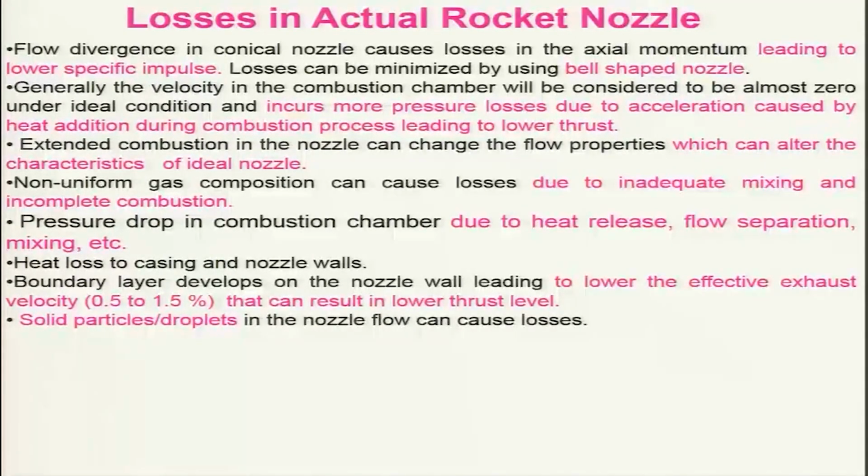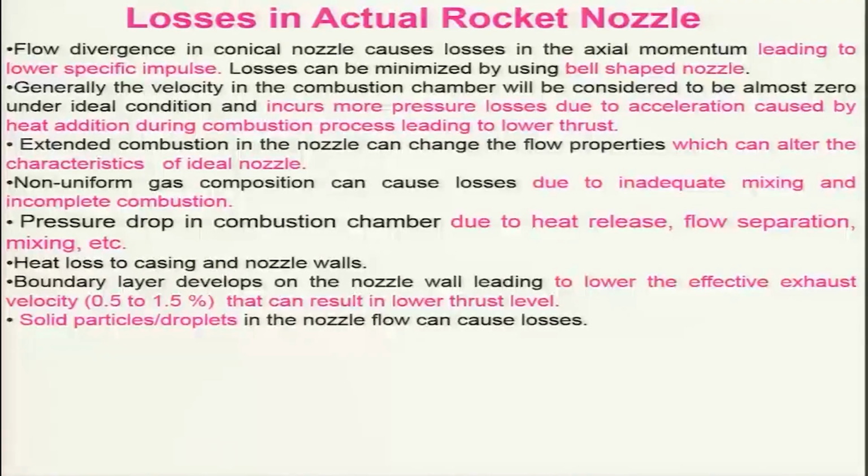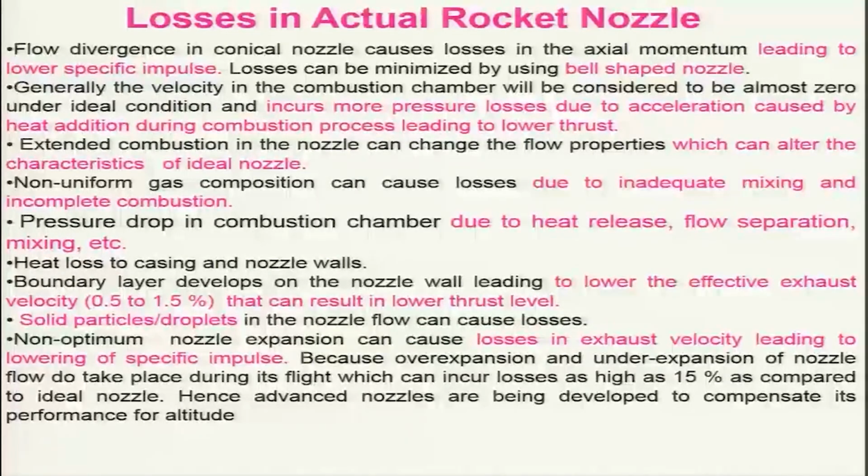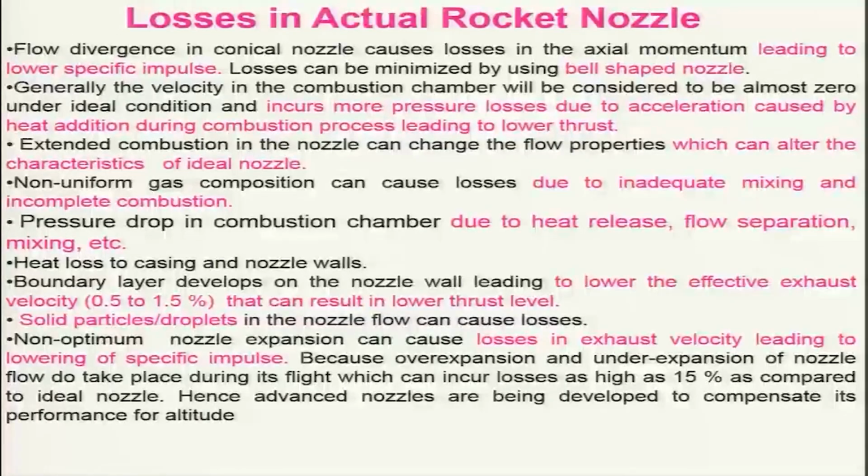Besides this, we have assumed only gases in the rocket nozzle, but there might be solid particles and droplets flowing along with the gases in the nozzle, and that can cause losses in the actual rocket nozzle. We always assume optimum nozzle expansion, but in a real situation, as the rocket moves through the atmosphere at different altitudes, non-optimum nozzle expansion will occur, and that can cause losses in exhaust velocity, leading to lowering of specific impulse.